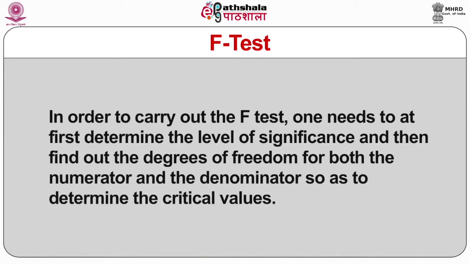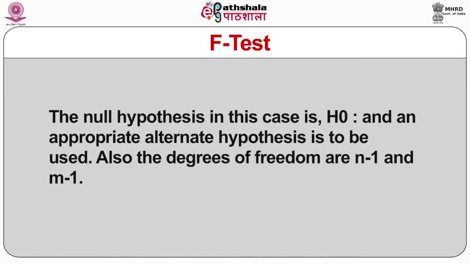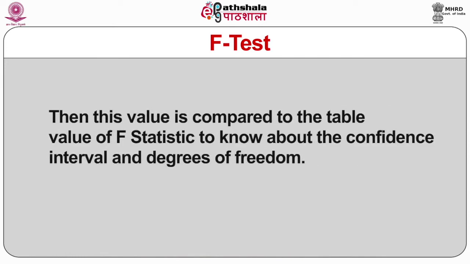In order to carry out the F-test, one needs to first determine the level of significance and then find out the degrees of freedom for both the numerator and the denominator so as to determine the critical values. The null hypothesis in this case is H0 and an appropriate alternate hypothesis is to be used. Also, the degrees of freedom are n-1 and m-1. Then, this value is compared to the tabulated value of F statistics to know about the confidence interval and degrees of freedom. For example, let us take two methods of measuring a particular matter in water and assume that we want to find out if one is more precise than the other.